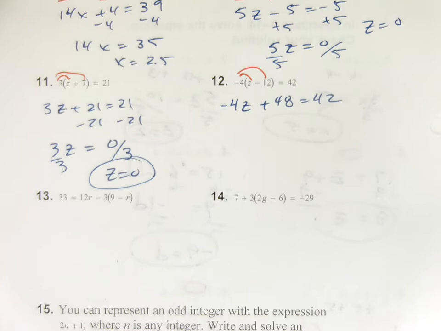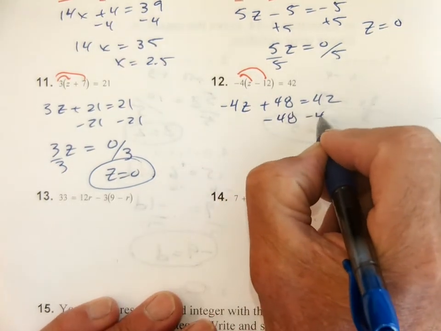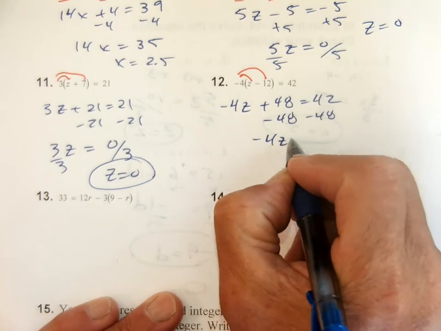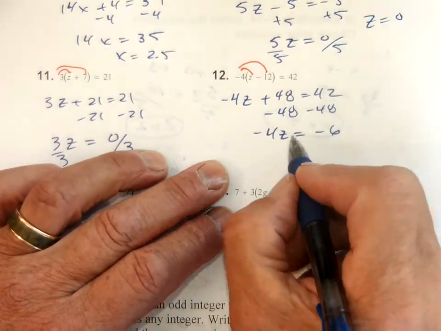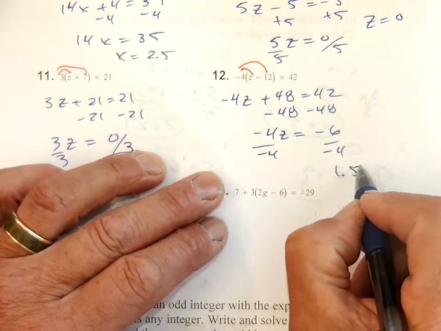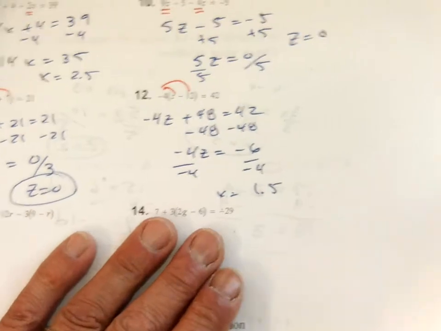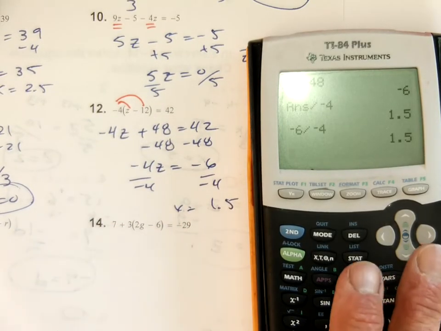You may get 1.5. Did you get 1.5? Okay. So I'm going to go minus 48, negative 4z equals negative 6. I'm going to divide by negative 4, and I get 1.5. Use your calculator, you'll get 1.5. You will if you go negative 6 divided by negative 4, 1.5, okay?